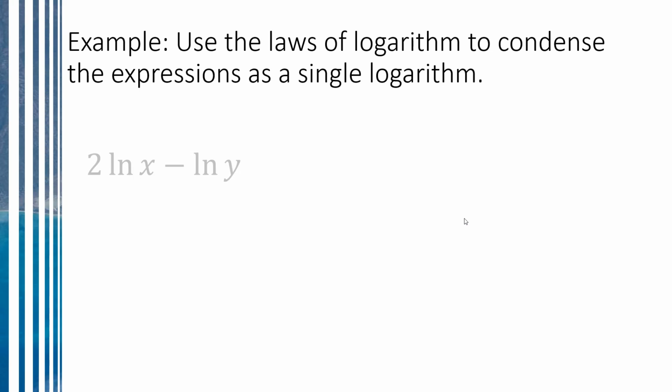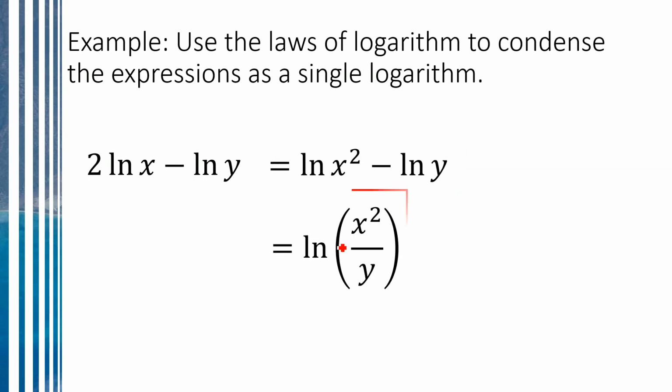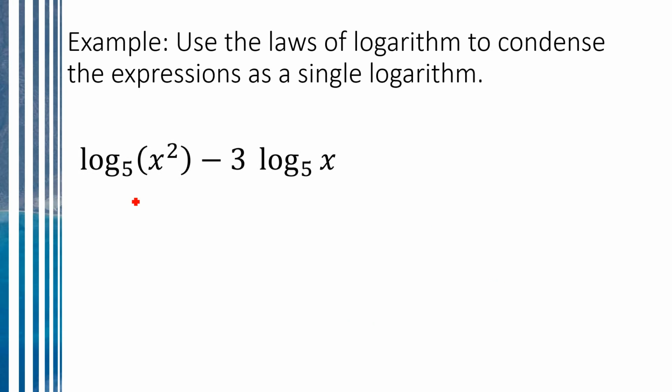What about the next example? 2 times the natural logarithm of x minus natural logarithm of y. Okay, since we have 2 before the natural logarithm, then we can make this one as our exponent. Now, since the operation is subtraction, then we can express the arguments as a quotient. So you have the natural logarithm of the quantity x squared over y as our final answer.